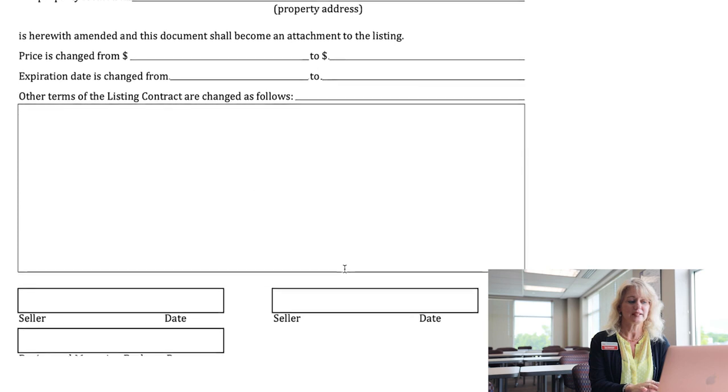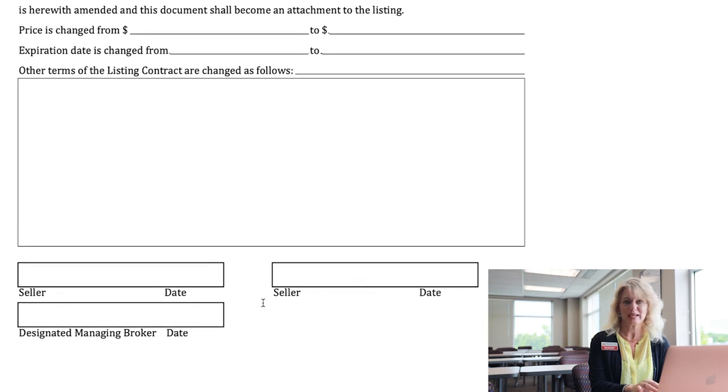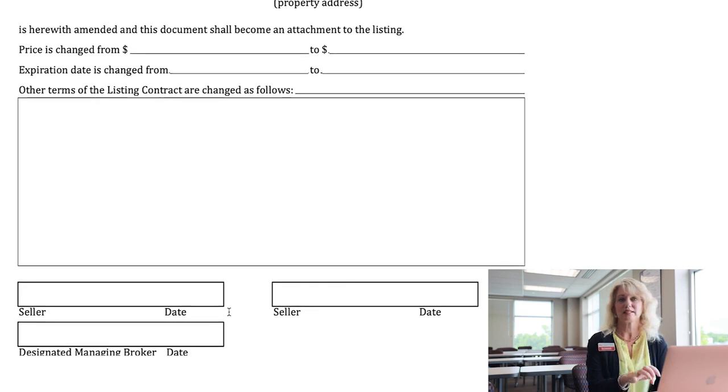The seller signs, and then you don't sign this form, but you do need to make sure I sign this form, because this is changing the listing agreement that the seller has with Keller Williams Marquis. And so I have to sign as the representative of Keller Williams Marquis.